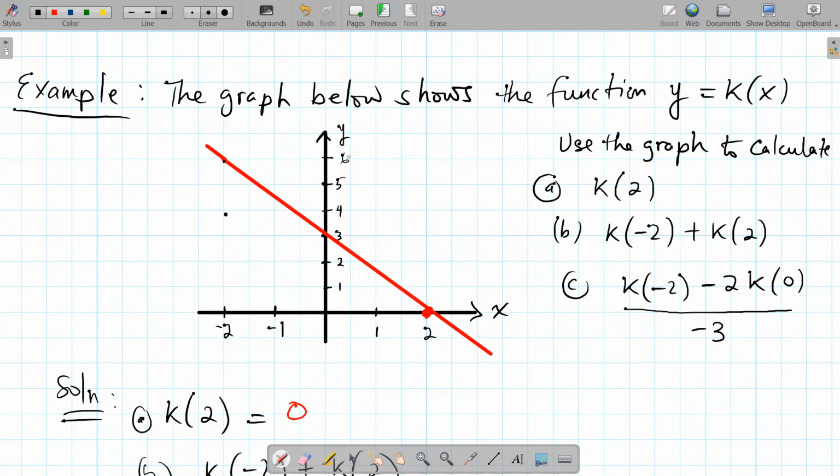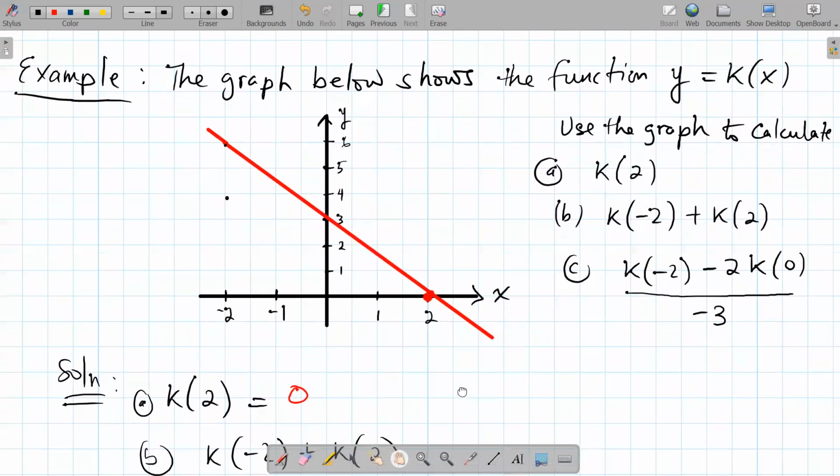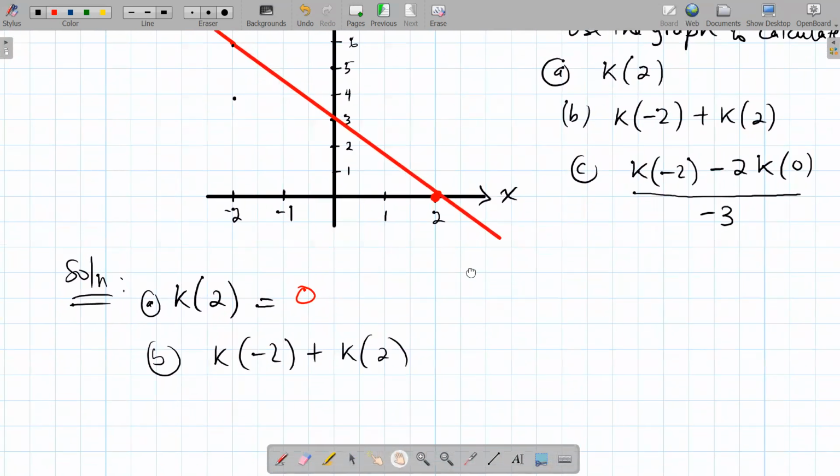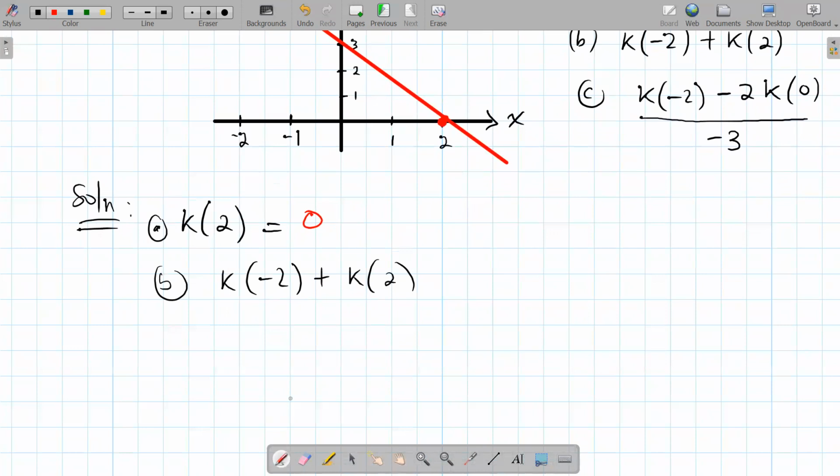Here, there's a 6 there. So that tells me that the K of -2 is positive 6. So this is actually 6, and that is 0. So together, this will give me 6.